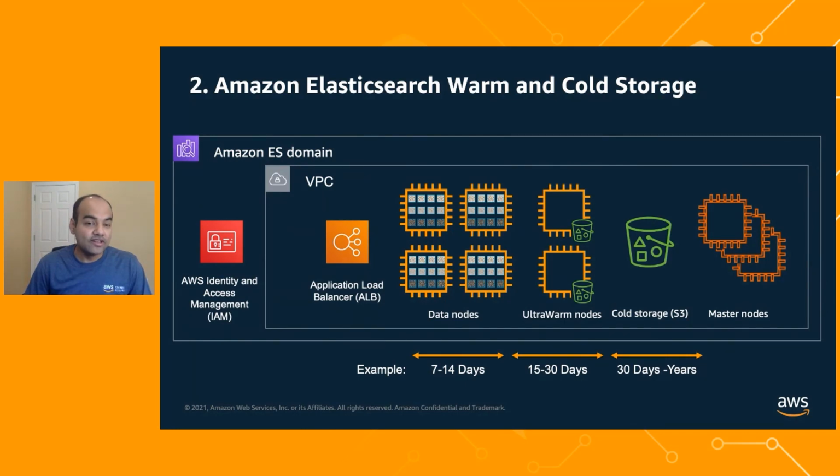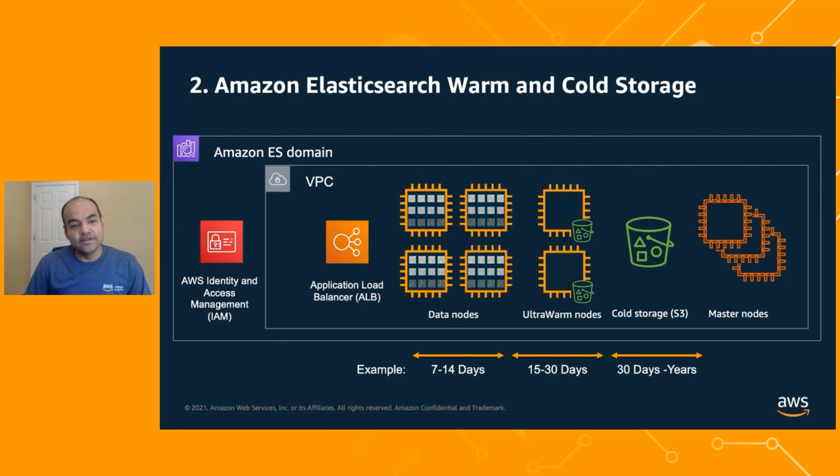So over the last 1.5 years, there has been a lot of innovation from Amazon Elasticsearch Service. One is the warm and cold tiers for your logs. You can have all the logs in the hot data nodes for about 7 to 14 days. After 14 days, you can move them to a warm tier, which we call UltraWarm. UltraWarm enables you to retain logs for a longer duration at up to 90% less cost.